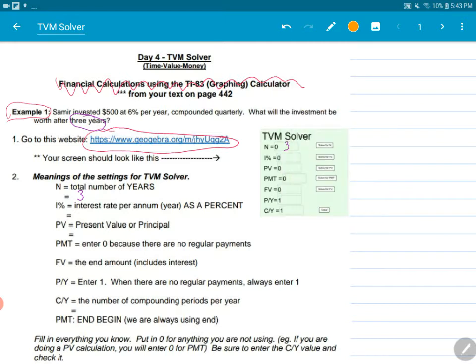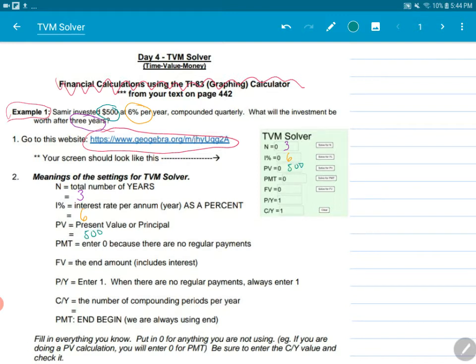Then we look at I%, which is the interest rate per year. You don't need to put it to a decimal, and you don't need to divide anything. It says 6% here, so you're going to put a 6 here and a 6 in the TVM solver. PV stands for present value, or the principal. It's what you're investing right away into your account. So we know that Samir is investing $500. So we put 500 in PV and 500 over there.